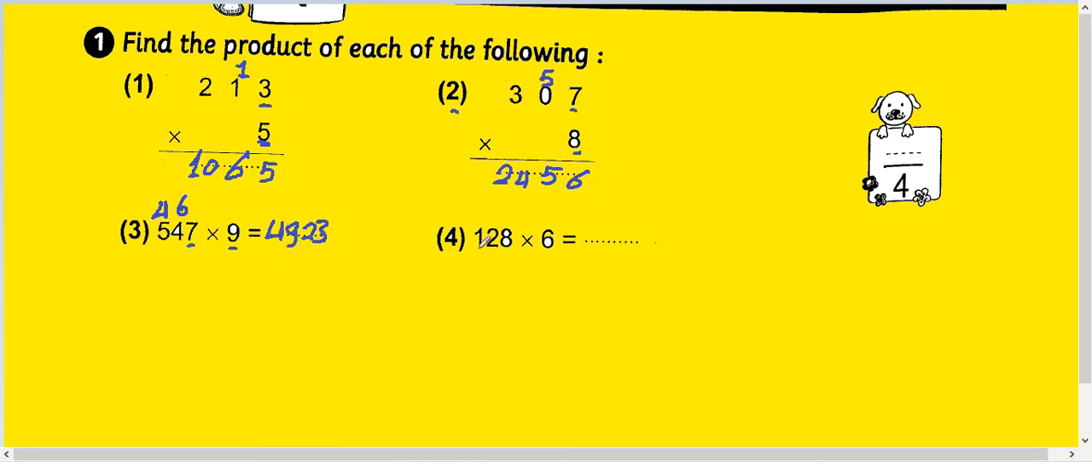4923. Here we have 128 times 6. We can say 8 times 6. 8 times 6 equals 48. We write 8 here and carry up 4. 6 times 2 equals 12. 12 plus 4 equals, after 12, 13, 14, 15, 16. So here we write 6 and carry up 1. 6 times 1 equals 6. 6 plus 1 equals 7. 128 times 6 equals 768.